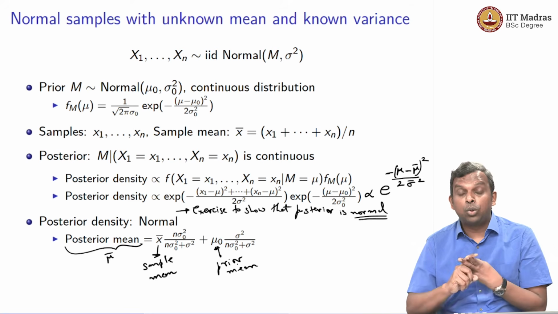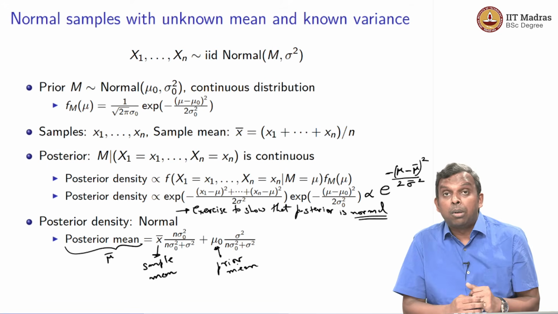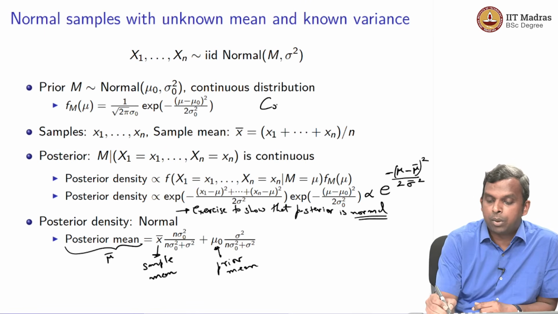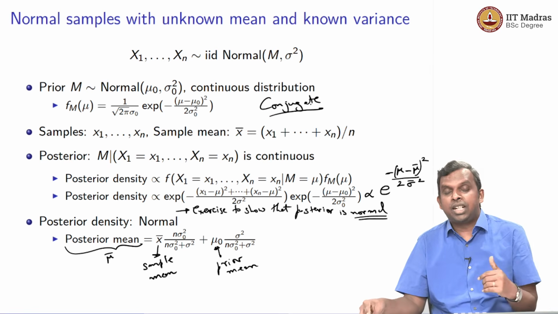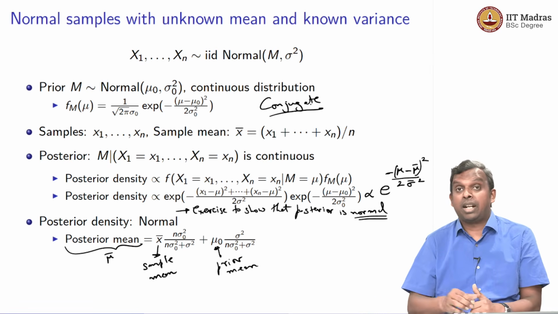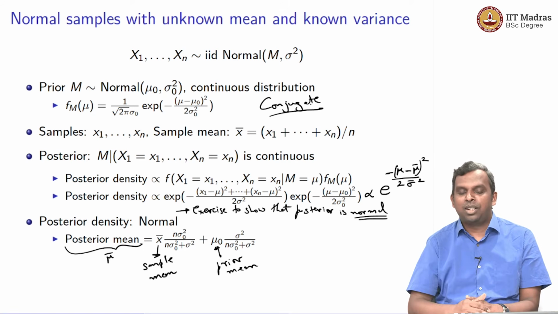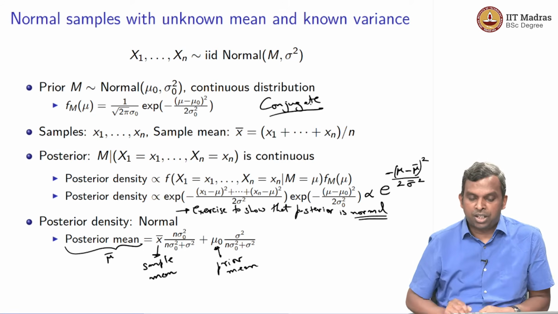That's number one. Number two, you observe that in this problem, the normal distribution is a conjugate prior. Okay, so this is a conjugate prior. Why is that? Because the class of the posterior density is the same as the class of the prior density. You got normal as prior, the posterior is also normal. Okay, so that's conjugate, and you got the posterior mean to be this.